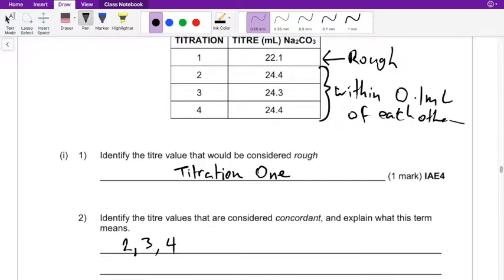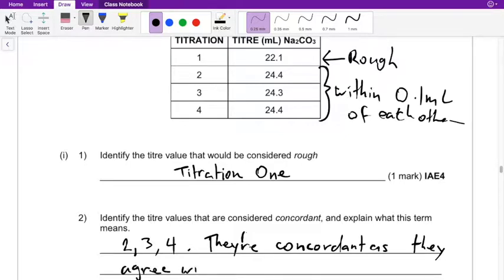So we'll say, explain what this term means. Identify the titre values at 2, 3, and 4 because they're concordant, as they agree with each other.